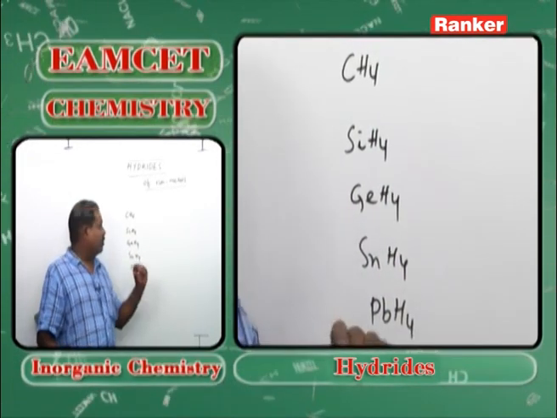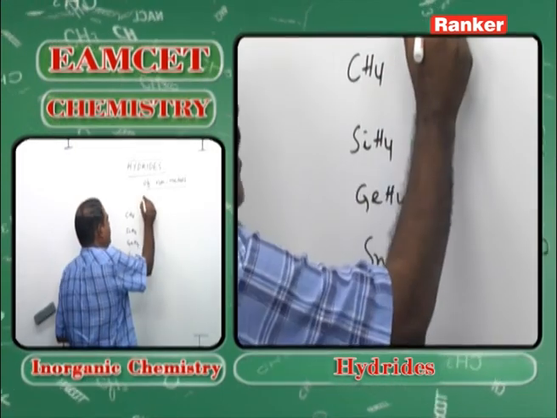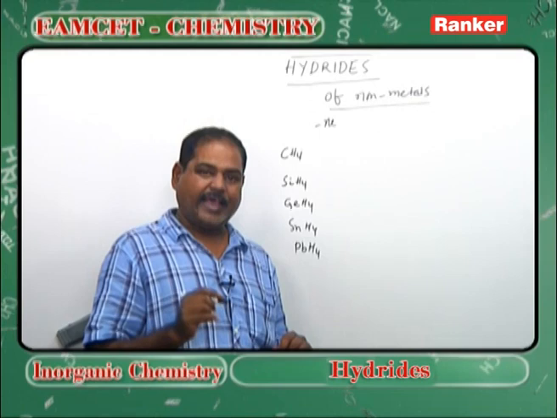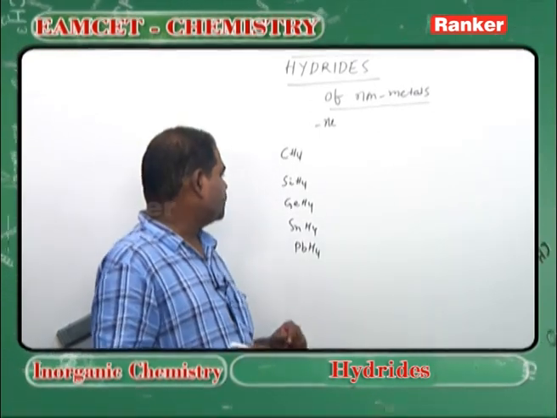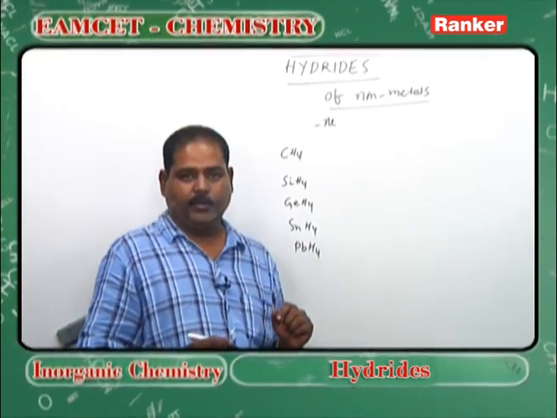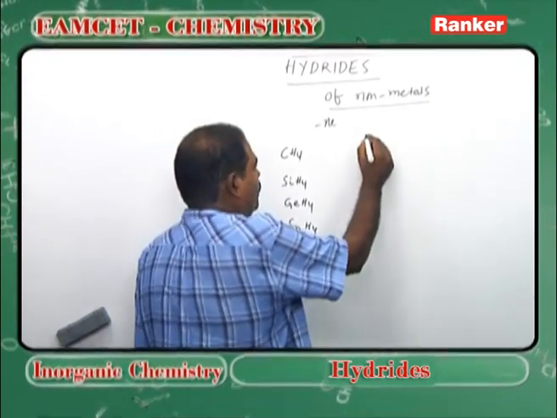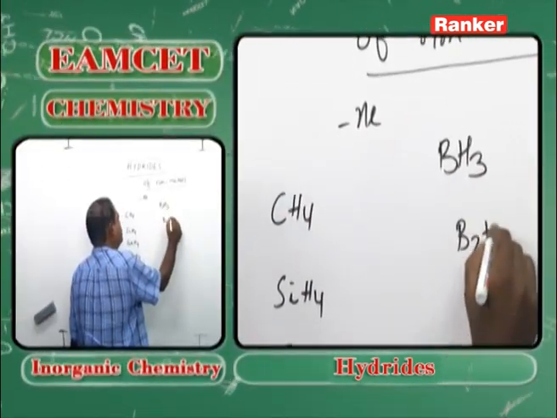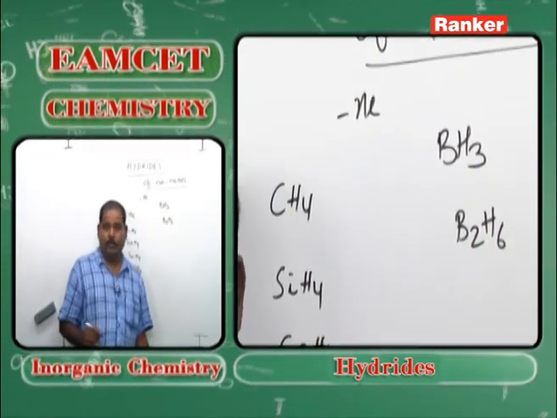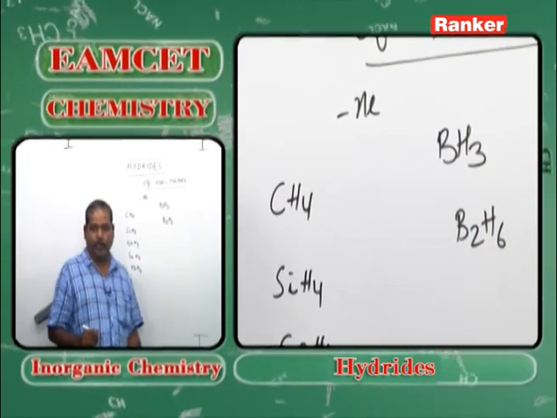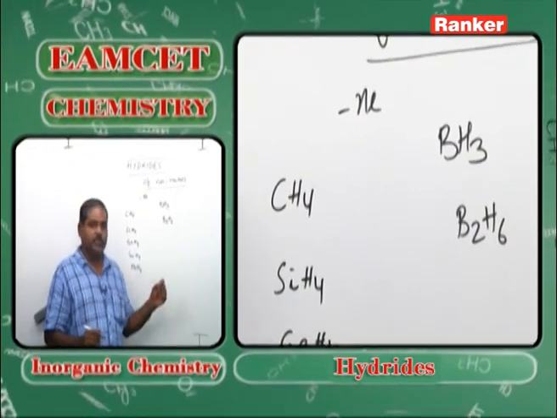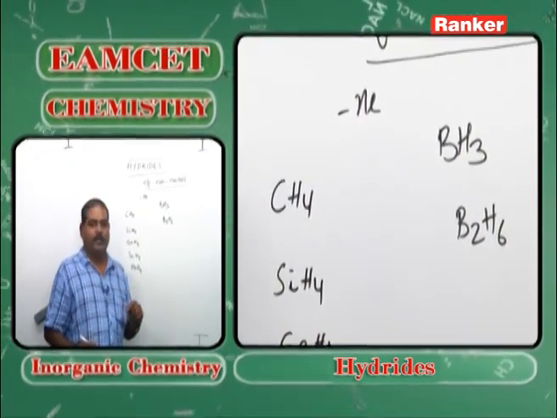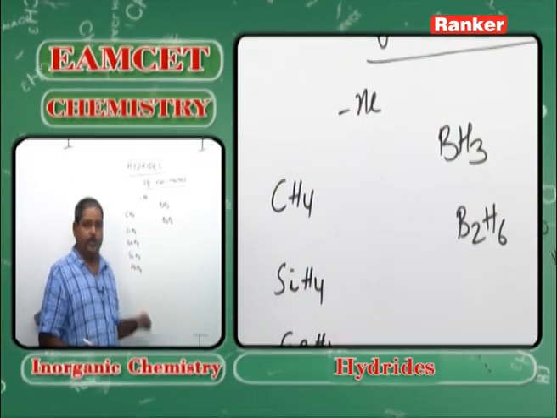What is the sound common? "ane". So, these hydrides are better called with the ending "ane": methane, silane, germane, stannane, plumbane. That's why we call BH3 as borane and B2H6 as diborane. You must have heard about that, diborane. So, the sound "ane" suggests that it is a hydride, especially a non-metal hydride. Diborane is also a hydride.